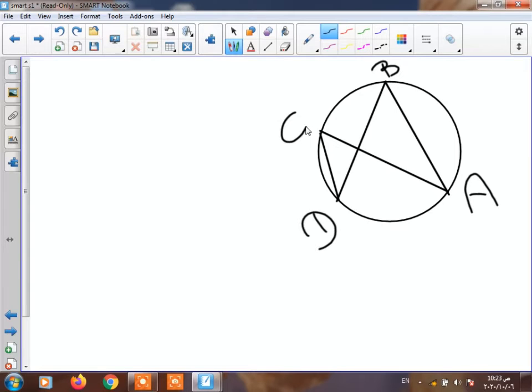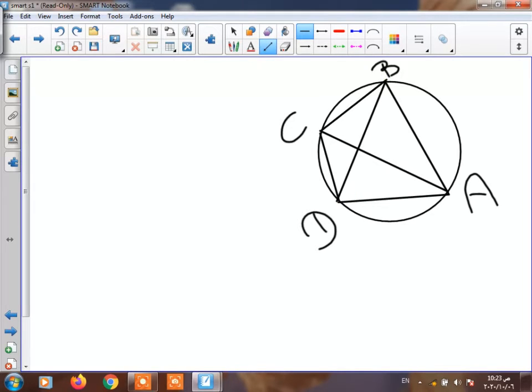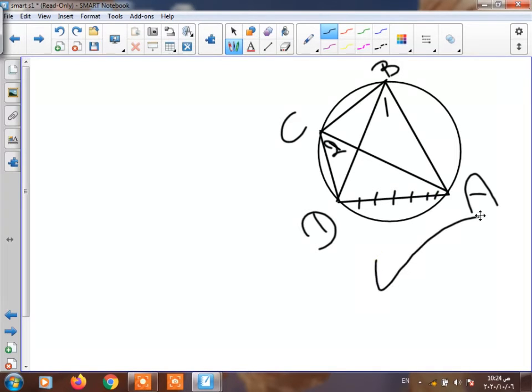That means if you have a circle passing through A, B, C, and D, and a quadrilateral passing through them just like that, this is a cyclic quad. So if measure of angle 1 equals measure of angle 2, and they have a common base, this shape is going to be a cyclic quad.